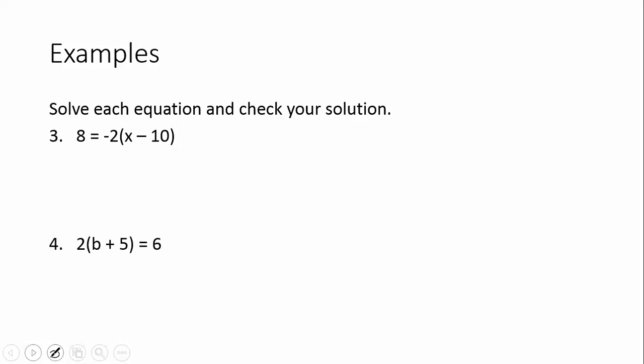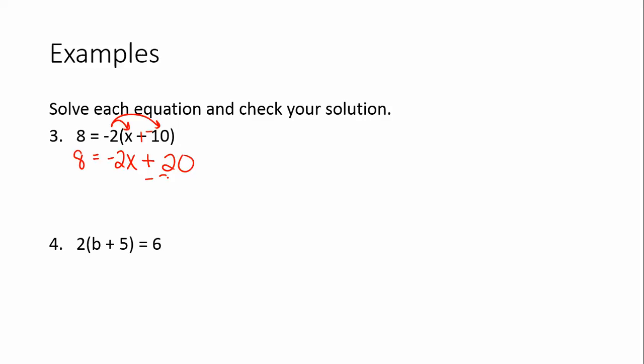On number 3, we have 8 equals negative 2 that's being multiplied by x minus 10. And we actually should perform the distributive property first here before we do anything with that 10, because as you'll see, after we distribute, that's not really a minus 10. So negative 2 times x is negative 2x. Negative 2 times a negative 10, remember, if we change that to add the opposite, would be positive 20. So even though it looks like a minus 10 in the parentheses, it's actually a plus 20 because it's being multiplied by a negative 2.